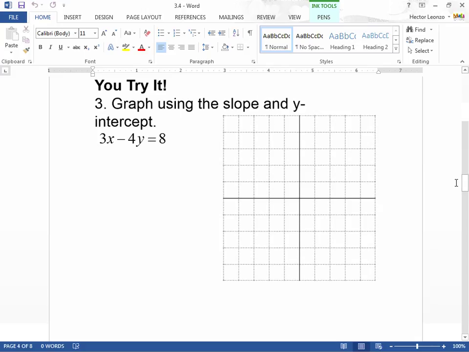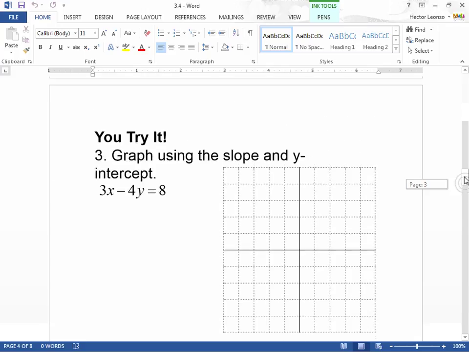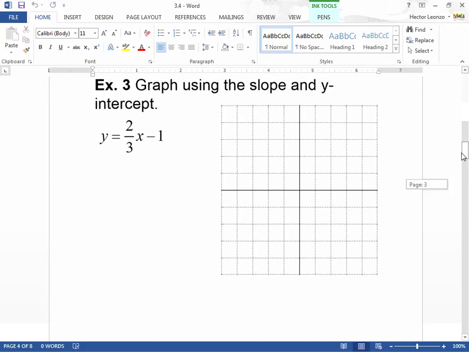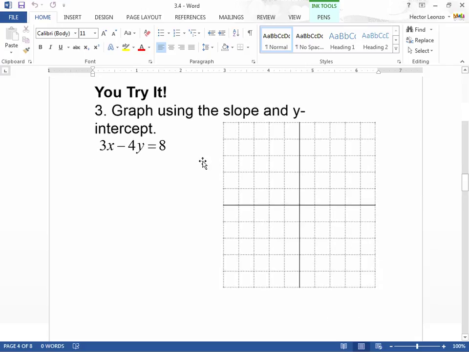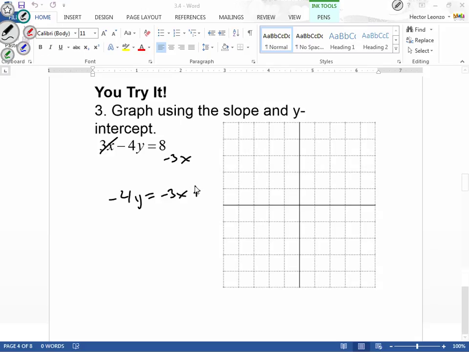Example 3: graph using the slope and the y-intercept. One of the things that we had on the previous example is that the y was by itself: y equals such and such. Now here, we don't have the y by itself. So I'm going to get the y by itself. Move the 3x to the other side. Obviously, switch the sign. So I have -4y equals, since 8 and -3x are not like terms, I'm going to have to write both of them. So I'm going to write negative 3x plus 8.